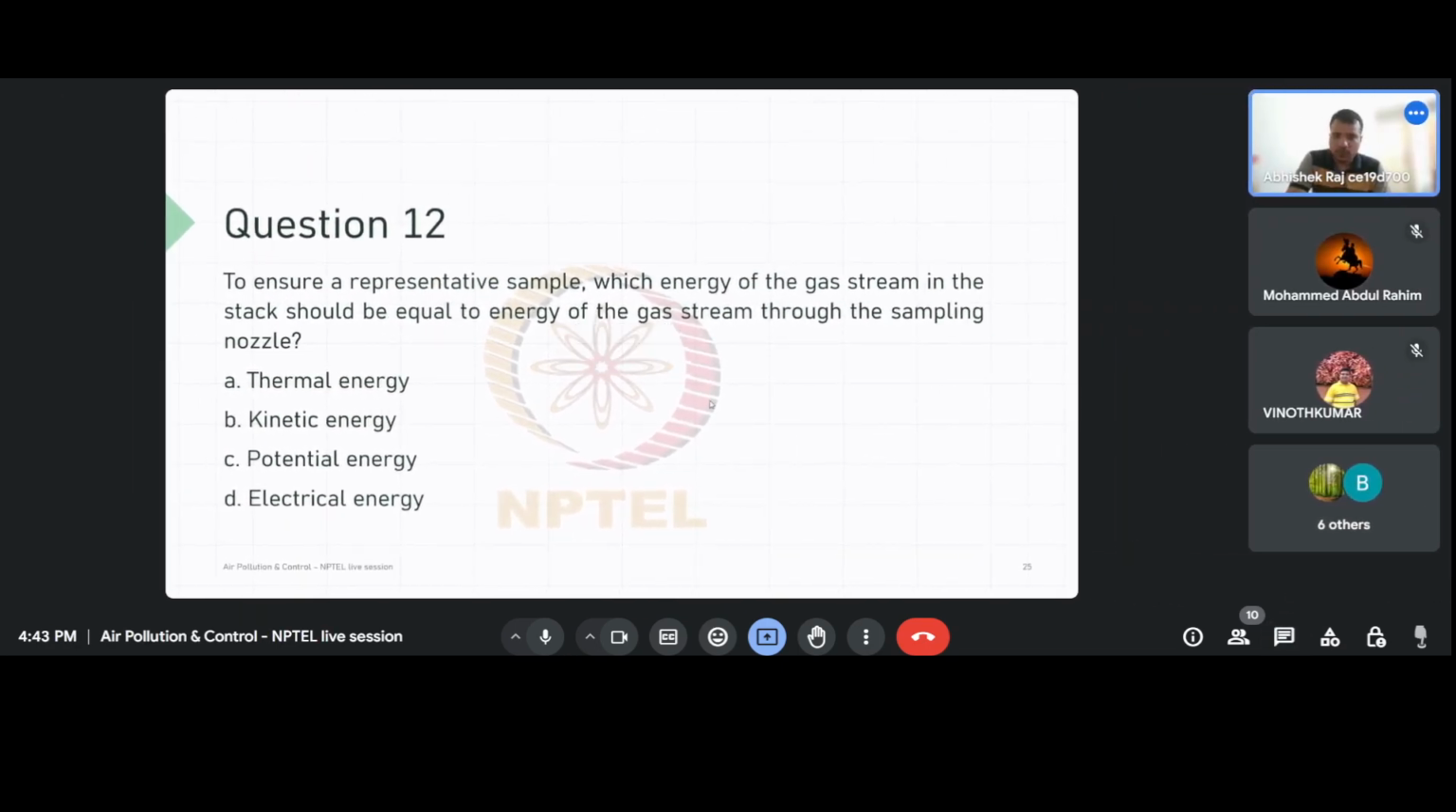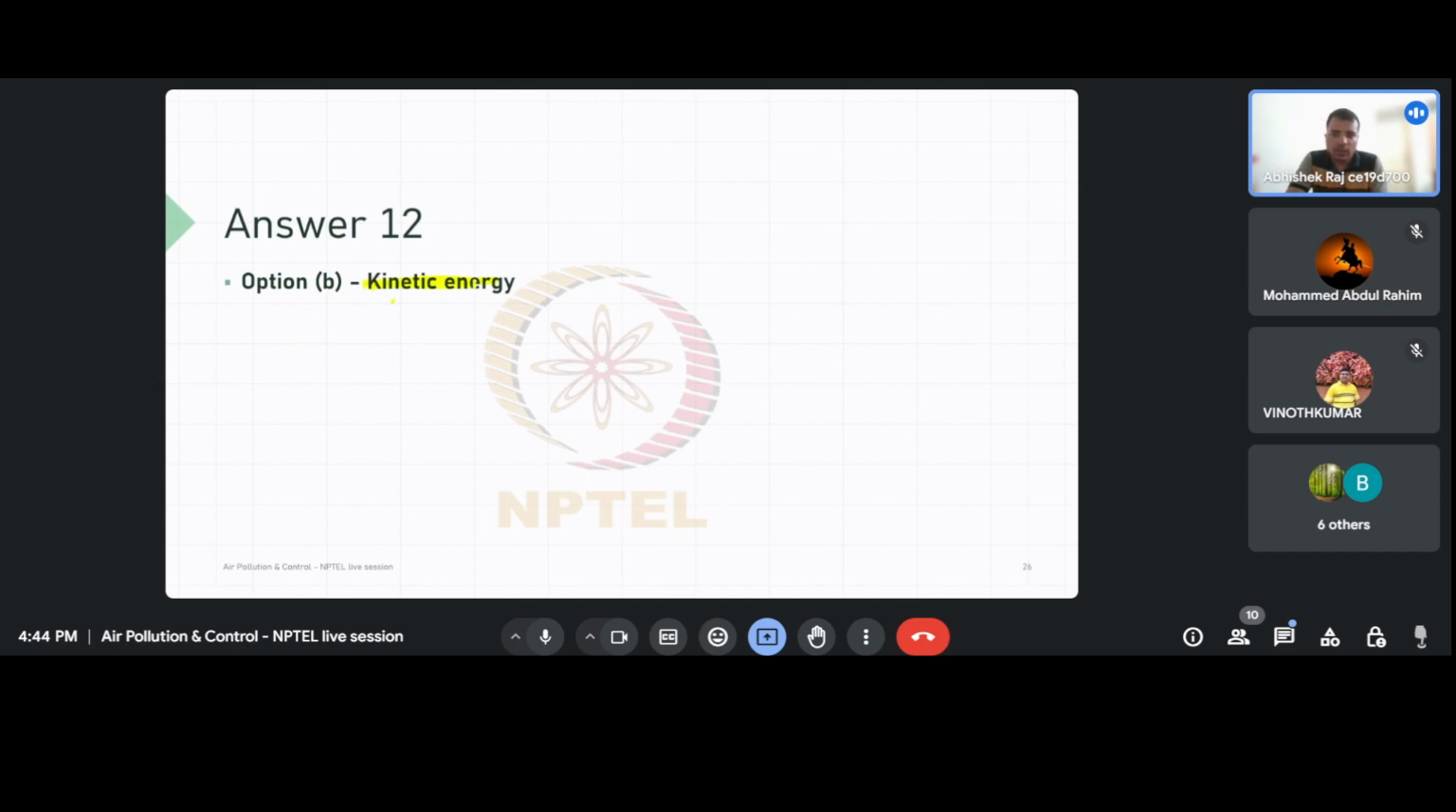Okay. So yeah, we discussed this just now, so not much point in going over this again. Kinetic energy. Simply, we are discussing isokinetic sampling. To maintain a representative sample, we'll maintain the kinetic energy of the gas stream in the stack equal to that of the gas stream passing through the sampling nozzle. So the right answer is option B, kinetic. That's it.